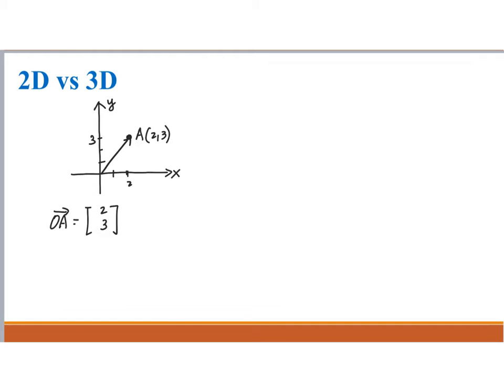Now let's plot a point in 3 dimensions. Suppose the point has an x coordinate of 2, a y coordinate of 3, and say a z coordinate of, 1, 2, 3, 4, 5, let's say 6. Let's call it point A, 2, 3, 6.